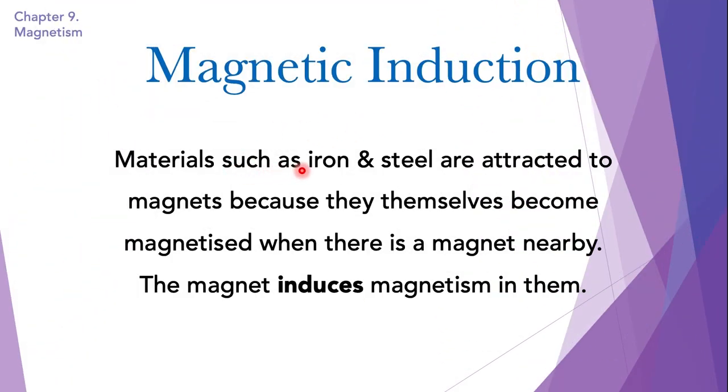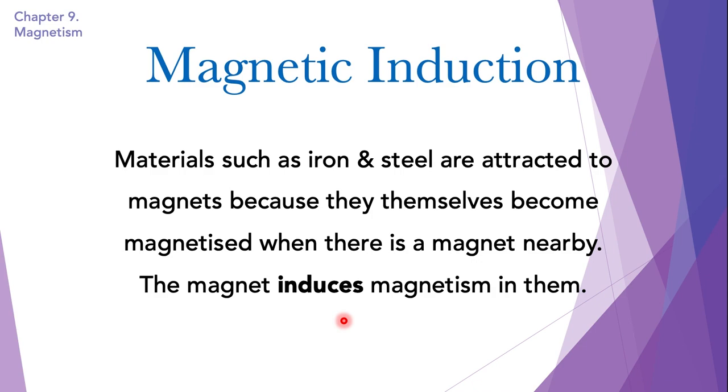So, materials such as iron and steel are attracted to magnets because they themselves become magnetized when there is a magnet nearby. So the magnet induces magnetism in them. Like we read, induced charges in the previous chapter. When we used to bring any object close to an electric field, it also used to get induced. The charges used to get induced.